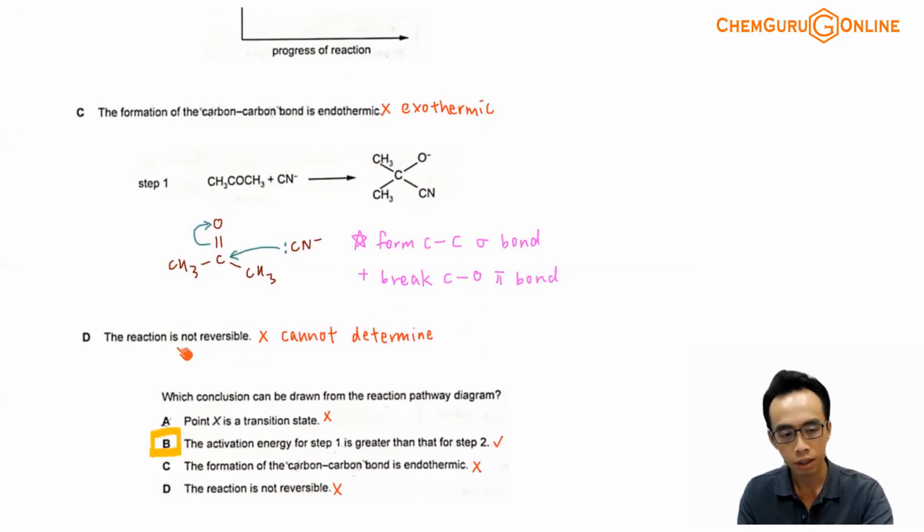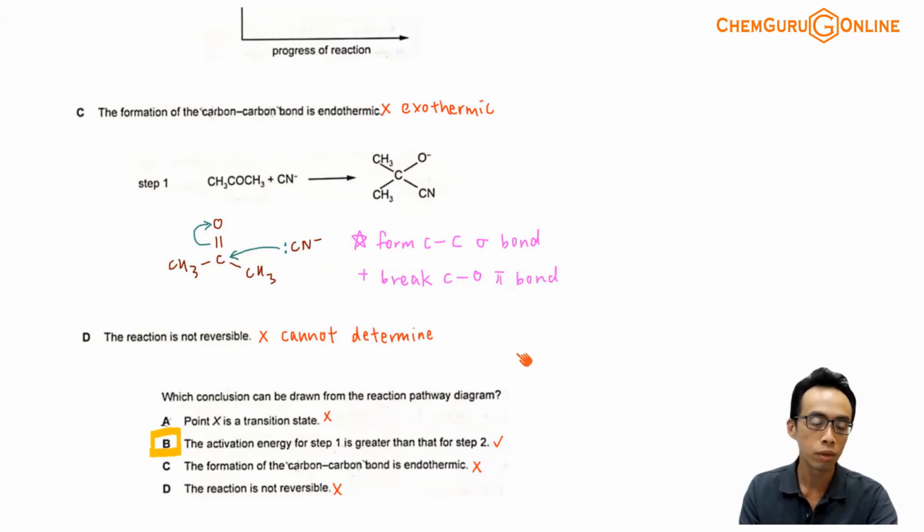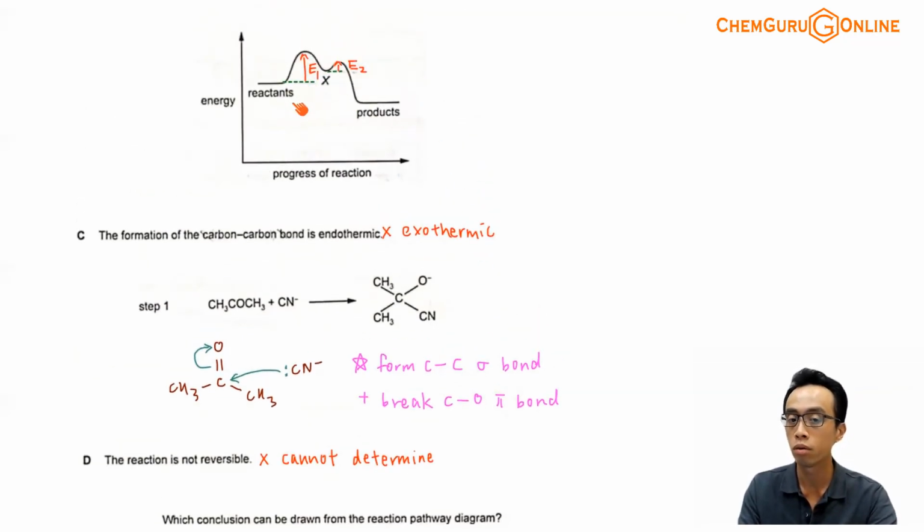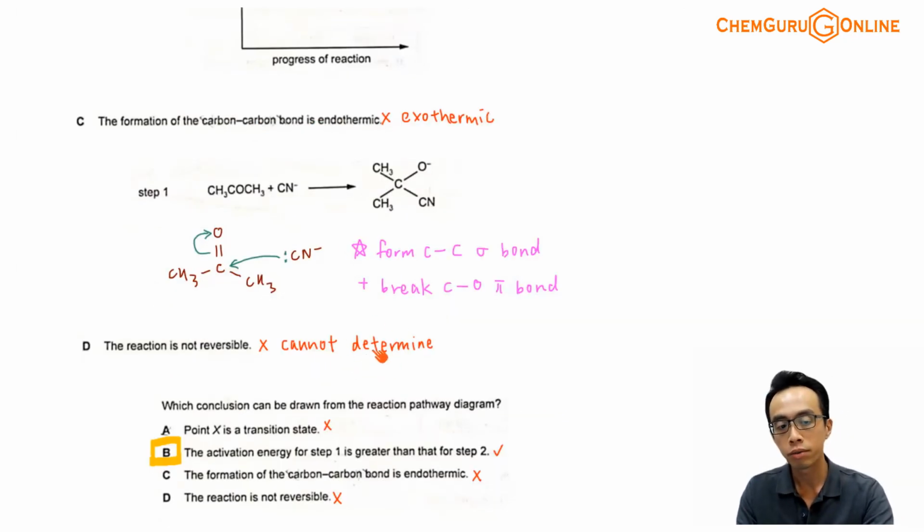Now, how about option D? Option D, the reaction is not reversible. In this case, when I look at the energy profile diagram or the reaction pathway diagram, we're not able to determine that, because if it is a reversible reaction, the energy profile diagram would effectively look the same. Since we cannot determine whether the reaction is reversible or not from this reaction pathway diagram, we will treat this as an incorrect answer.